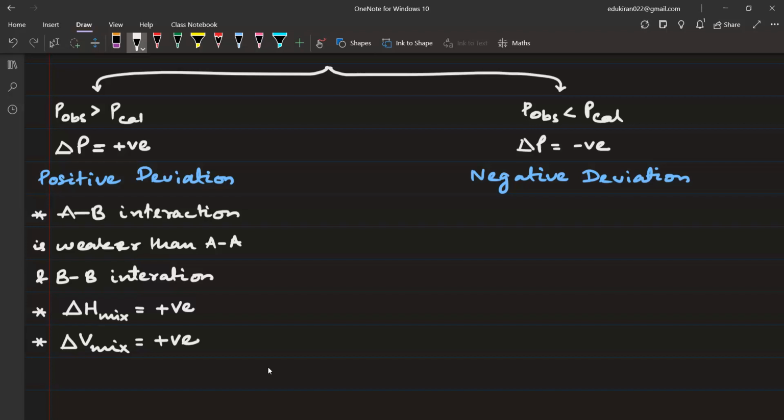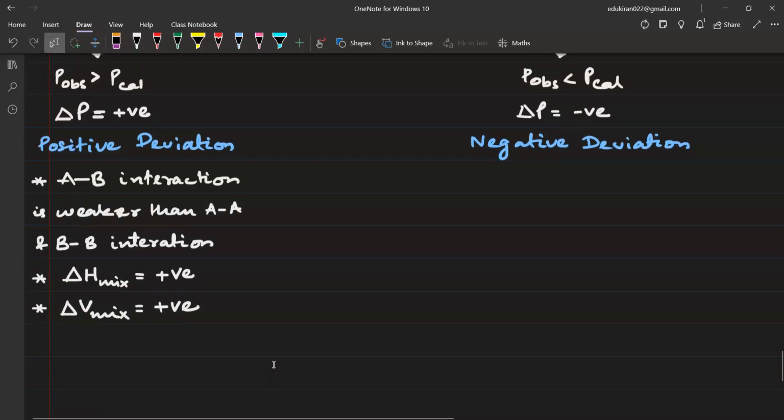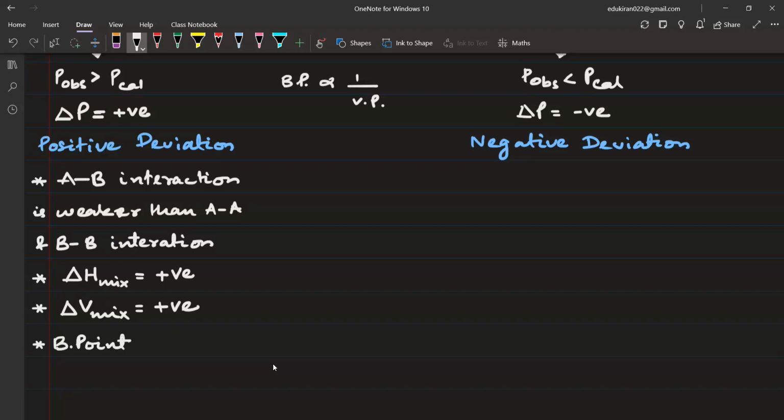Next, we can also talk about the boiling point. Please remember, we have said that boiling point is inversely proportional to the vapor pressure. Now, as we have mixed the solution, the vapor pressure has increased. That is why we can write boiling point will be lowered. Boiling point will be lowered.